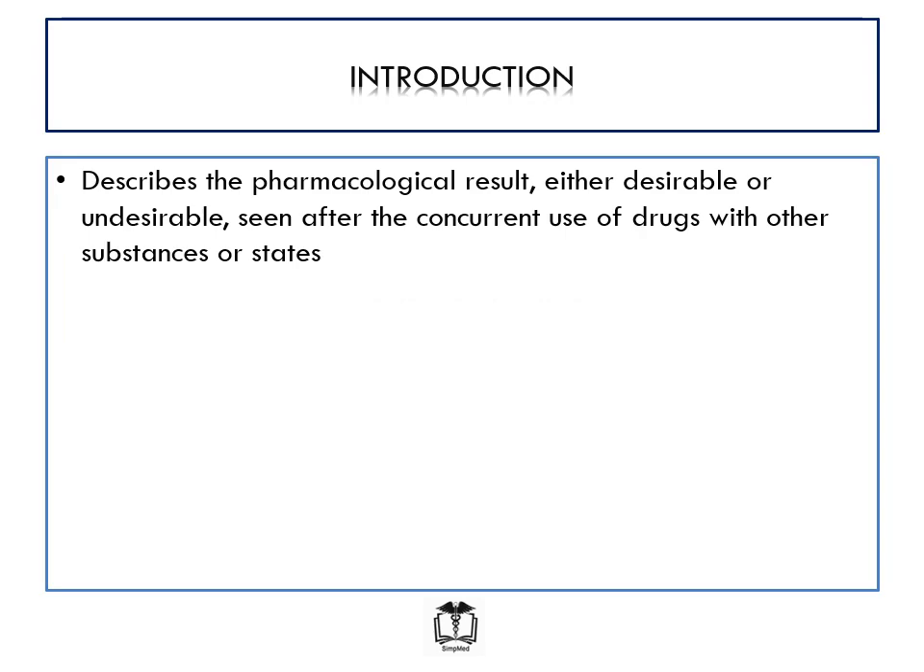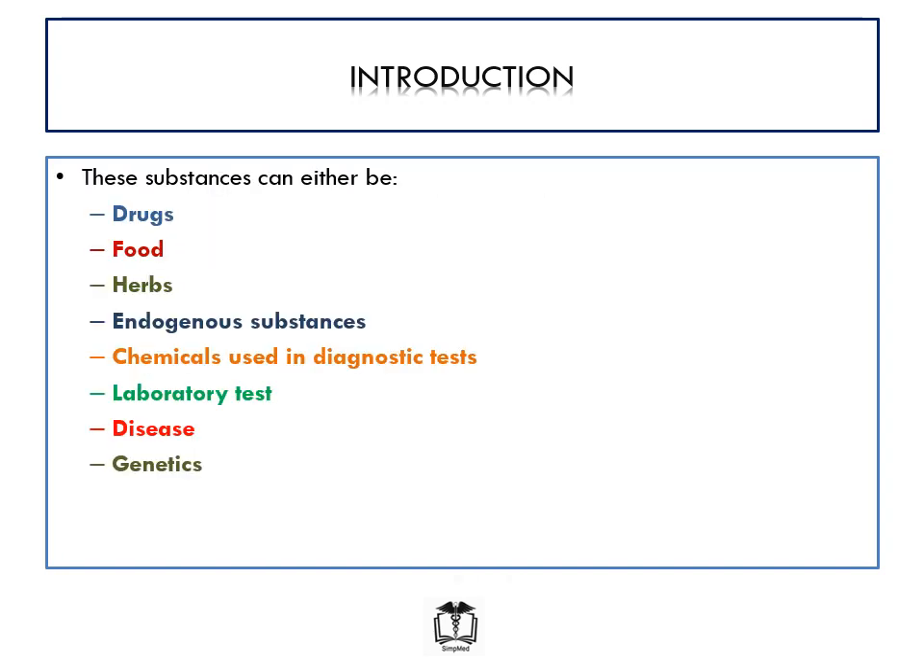Now, as a form of definition, drug interactions are described as pharmacological results, either desirable or not, seen when we use two drugs concurrently, or when we use a drug with another substance of a particular state. Typically, when we talk about drug interactions, we're talking about interactions of two drugs. But we could also have interactions between drugs and other substances.